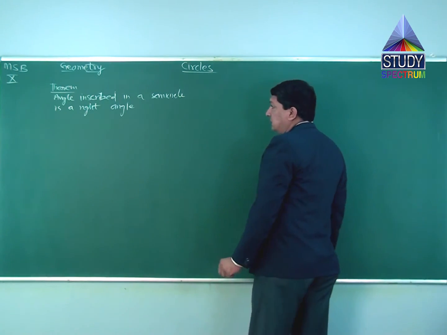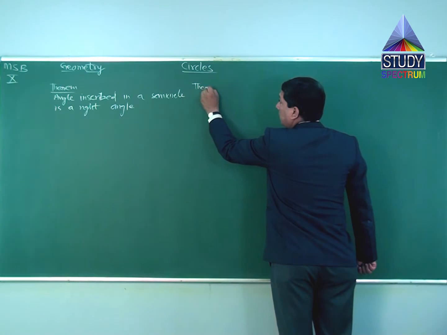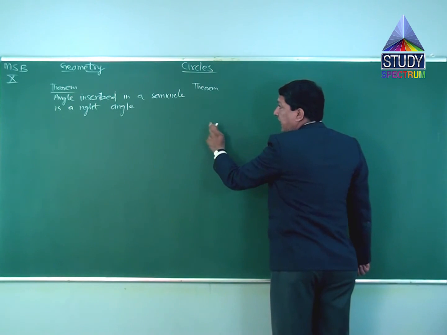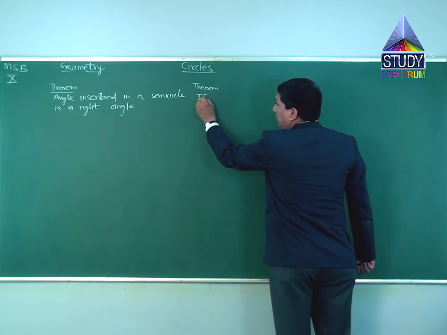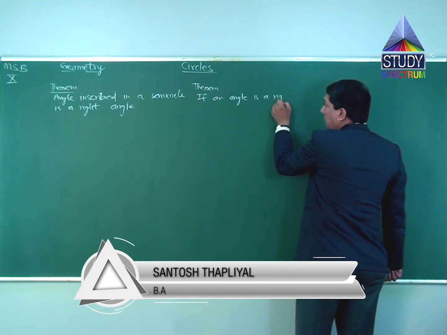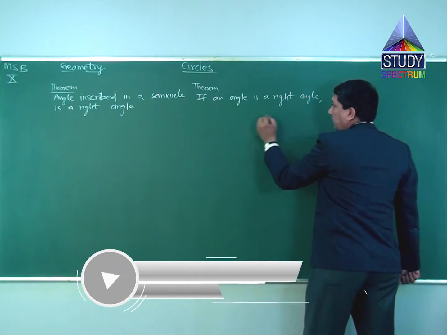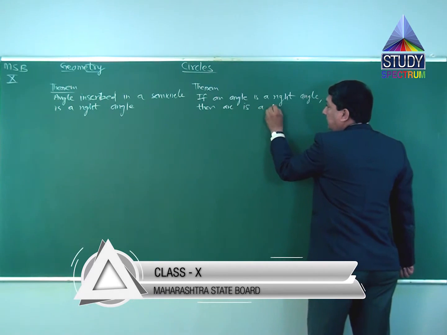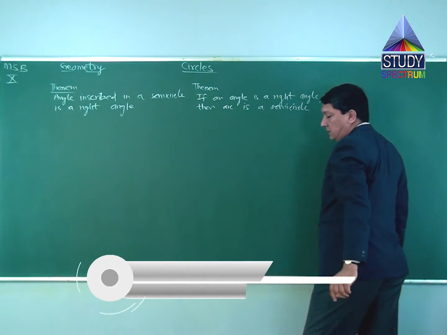We'll do one more theorem. This is the converse of the one before. Previously it was: angle inscribed in a semicircle is a right angle. The converse is: if an angle is a right angle, then the arc is a semicircle.